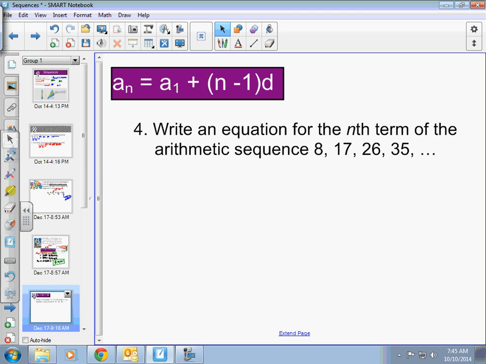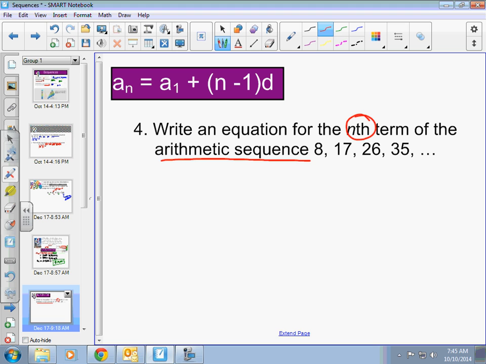Okay. Example 4. It says write an equation for the nth term of the arithmetic sequence. So we're sticking with our arithmetic sequence. This time it says the nth term, so we don't know what n is. So we solve it without knowing what n is. We need to know what a sub 1 is. So a sub 1 is equal to our first term, which is 8. We don't know what n is, but we could figure out what d is.